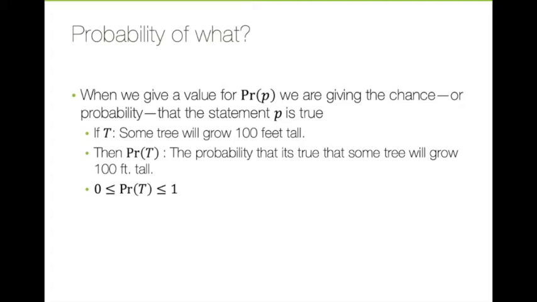P can be any sentence of propositional logic. Let's start with a simple one. We'll focus on the sentence T, and we'll say that T stands for some tree will grow 100 feet tall. When we write PR parentheses T, that stands for the probability that T is true. That is, the probability that some tree will grow to 100 feet tall. Probabilities must always be given as a number between 0 and 1. So whatever the probability of T is, it's some value between 0 and 1.